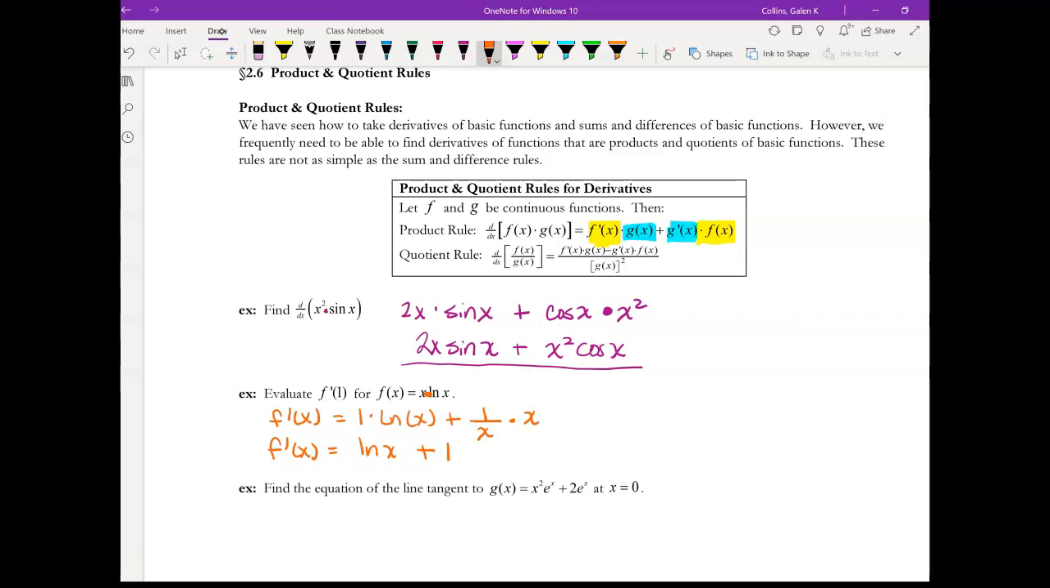So now to evaluate f prime of 1, I substitute a 1 for x. Natural log of 1 plus 1. I know the natural log of 1 is 0, so my final answer is 1.